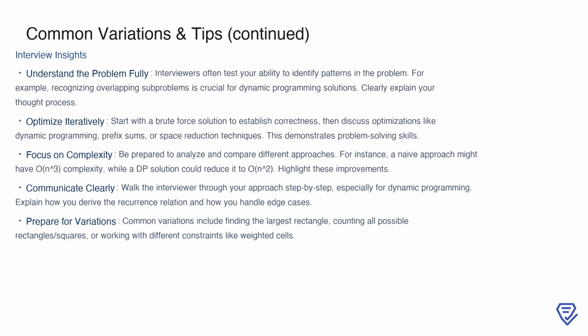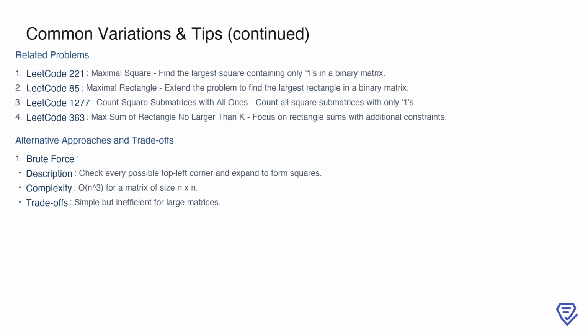These might involve finding the largest rectangle, counting all possible rectangles or squares, or handling additional constraints like weighted cells. Preparing for these variations will make you a more versatile problem solver. Understanding related problems can deepen your grasp of the concepts and techniques involved. For instance, LeetCode 221 focuses on finding the largest square in a binary matrix, while LeetCode 85 extends this idea to find the largest rectangle.